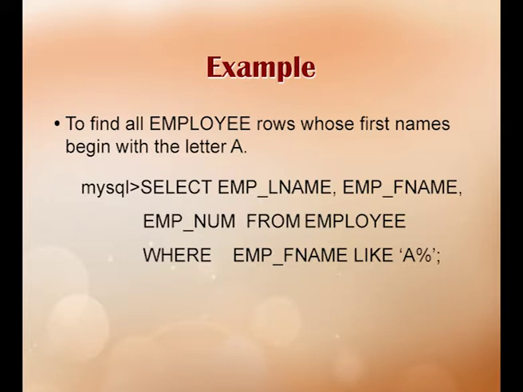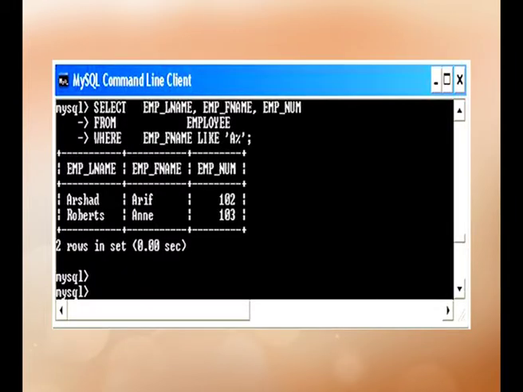Here I am not using the underscore. I want as many characters as are present in the table under the column first name of employee, starting with A. Just see here, only two names existed, Arif and Anne. I had set my query in such a way that only first names starting with A are displayed, so you have two records displayed on the monitor.